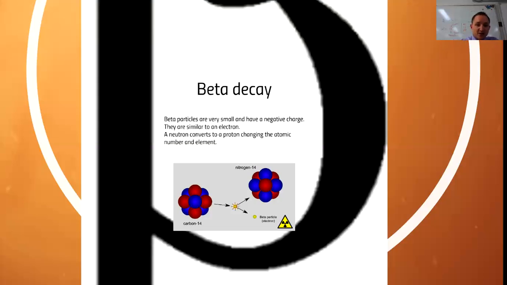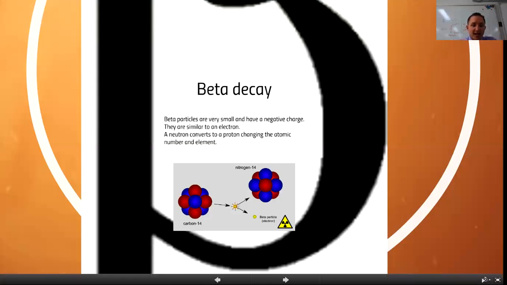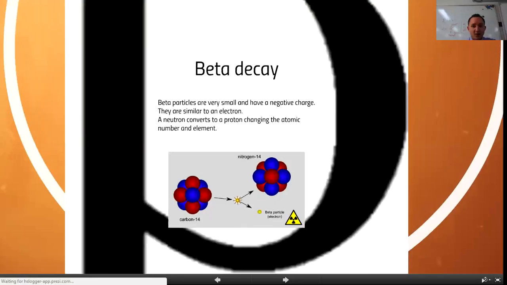So here you can see a carbon atom is actually changing to a nitrogen atom because of the beta particle, or the electron, that is being emitted. The mass number, 14, which is the mass of the nucleus, stays the same, but because of the beta particle, it's actually changing into a new element.